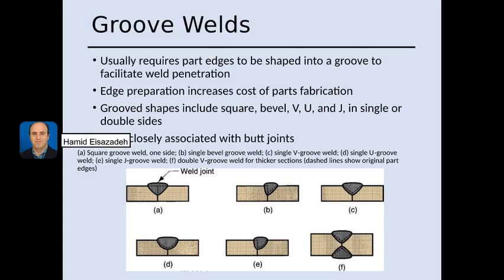Next weld is groove weld, and it requires some preparation. For example, some machining to make a bevel, and here you need to make a bevel, and it is a groove weld. Because of that preparation, the cost of the groove weld normally is higher than the fillet weld.